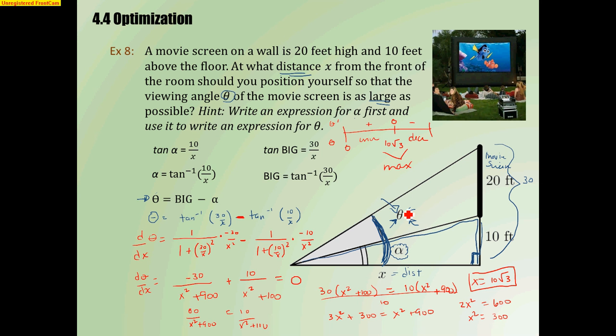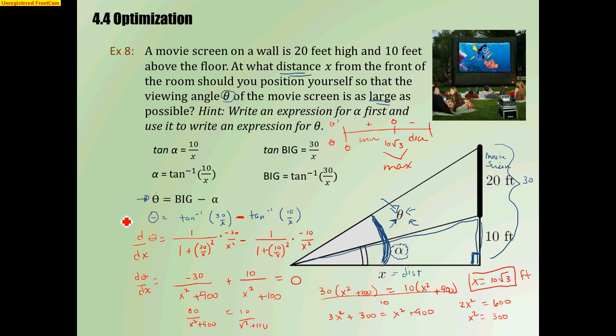Am I done? What did they want me to ask for? At what distance should I position myself so that the angle is maximum? So I need to find the viewing angle being large, so I need to find x. I found x to be 10 root 3, did they give me feet, right? So this is 10 root 3 feet, but what is my largest angle?